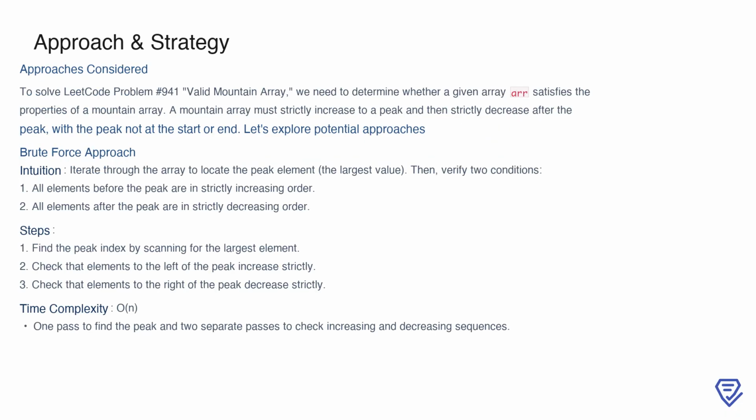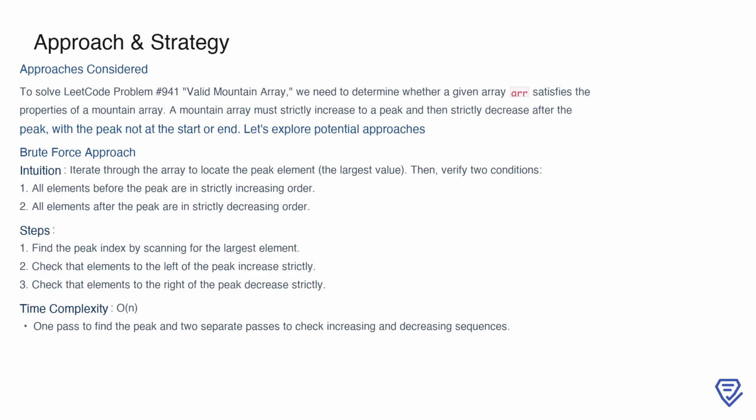To solve the problem of determining if a given array is a valid mountain array, we need to ensure that the array strictly increases to a peak and then strictly decreases, with the peak not being at either end of the array. One straightforward approach is the brute force method. Here, we would first locate the peak element, which is the largest value in the array. Then, we verify two critical conditions: that all elements before the peak are in strictly increasing order, and that all elements after the peak are in strictly decreasing order.